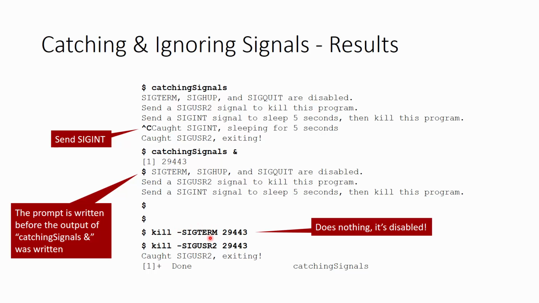SIGTERM doesn't do anything. Then I can send in SIGUSR2, which is the one that immediately kills it, and I'm immediately rewarded with this process terminating. So instead of getting a notification that it's sleeping for 5 seconds and then dying, it simply just dies right there.